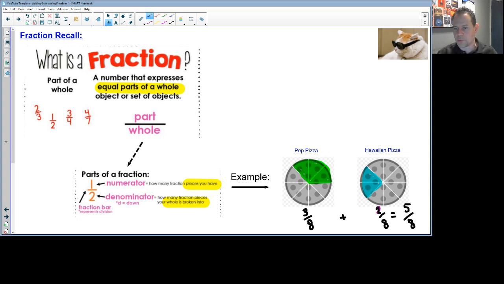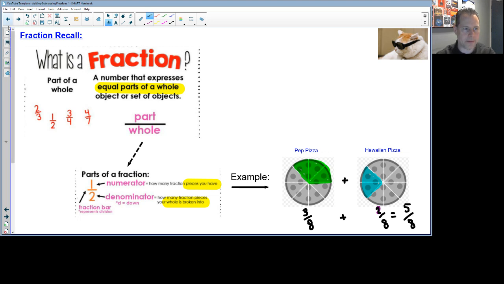And the reason why that's important, again, the name of the game, is that each slice has to be the same width or the same size, as an example. So it works well here in this example. So just keep in mind that with fractions, in order to add or subtract, the denominator number has to be the same.